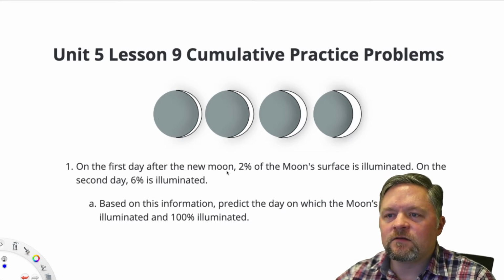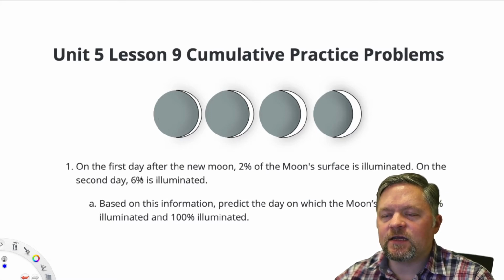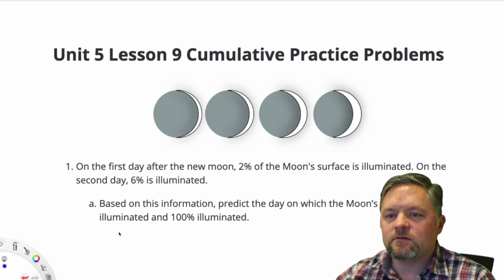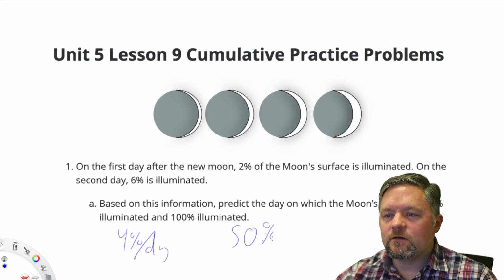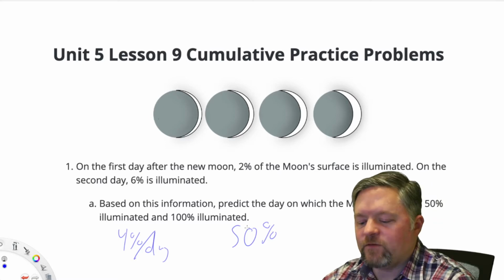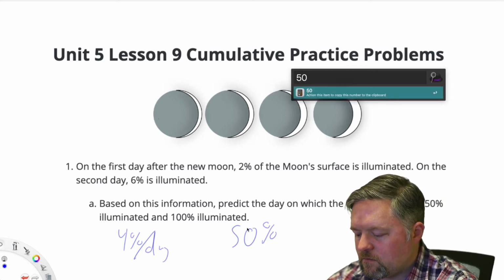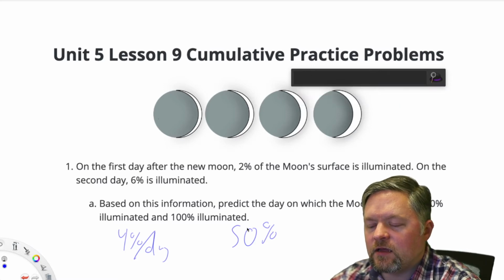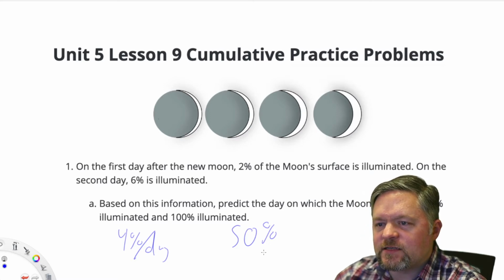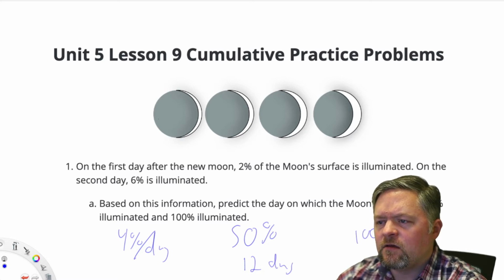Okay, well, 2% to 6% is 4% in one day. Now, if we want 50%, what's 50% divided by 4? 12 and a half days? So that says 50% should be 12 days and 100% would be 25 days.